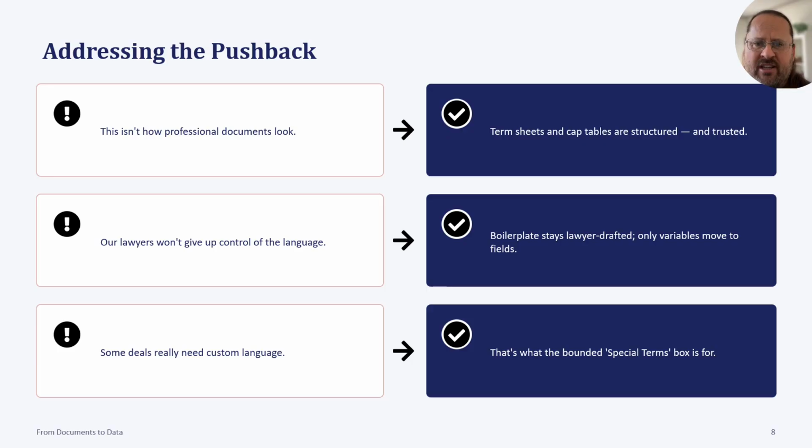Our lawyers won't want to give up control of the language. They don't have to. The boilerplate language stays exactly as lawyer drafted and lawyer reviewed as it's always been. Only the variable, decision-based content moves into structured fields. The lawyer still writes the clause once, perfectly. It just gets referenced from then on, instead of retyped slightly differently every single time. Some deals really are unusual and need custom language. Completely agreed. And that's exactly what the bounded special terms box from Principle 4 is for. The claim was never zero prose ever. The claim is that prose should be the deliberate exception, not the accidental default.